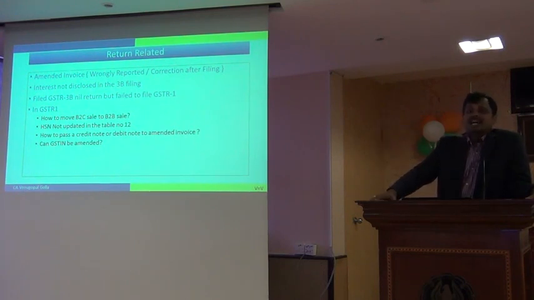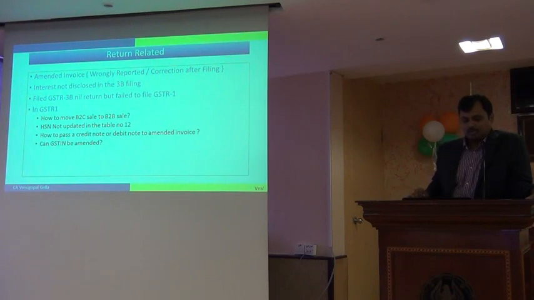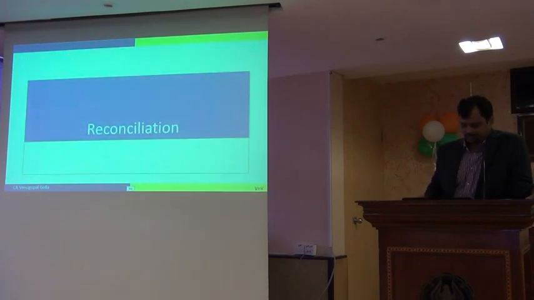Most of the returns have not updated table 12 of GSTR 1, which talks about the summation of all your outward supplies, HSNs. In case your turnover is lower than 1.5 crore, you should still disclose, but at least a description has to be given. So that information is also not reported or poorly reported.